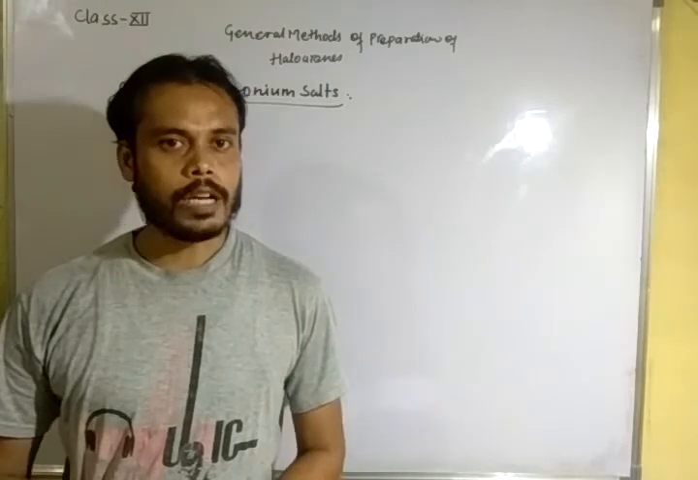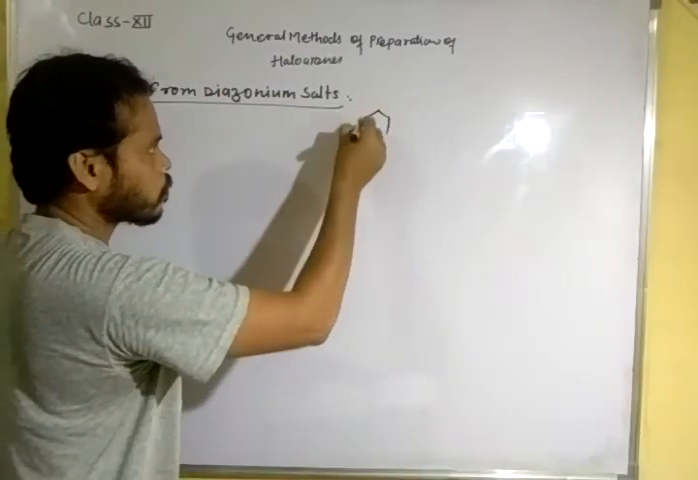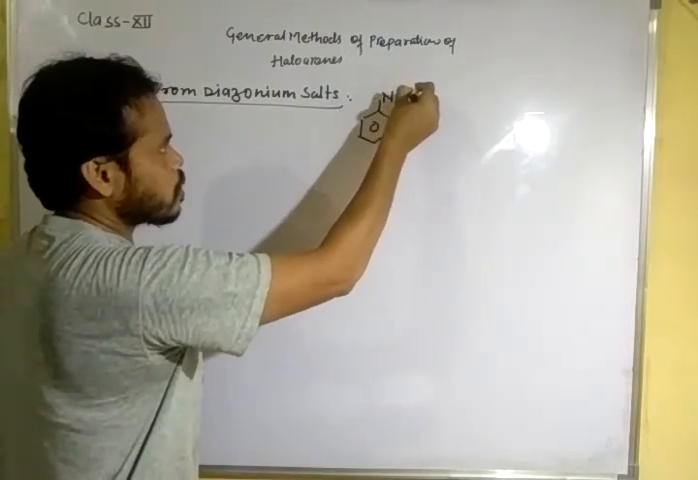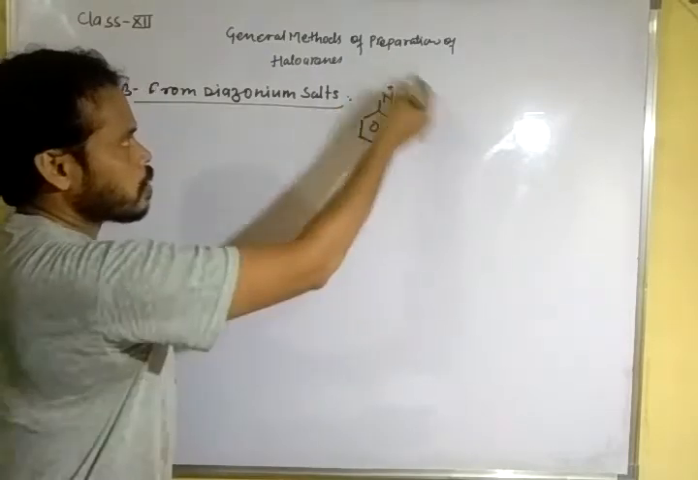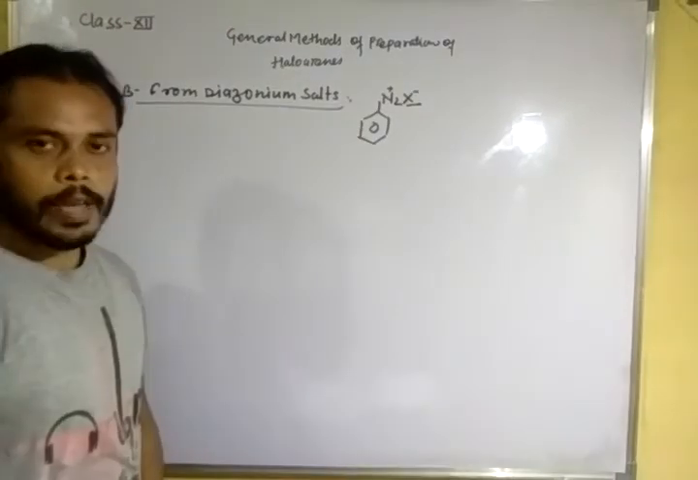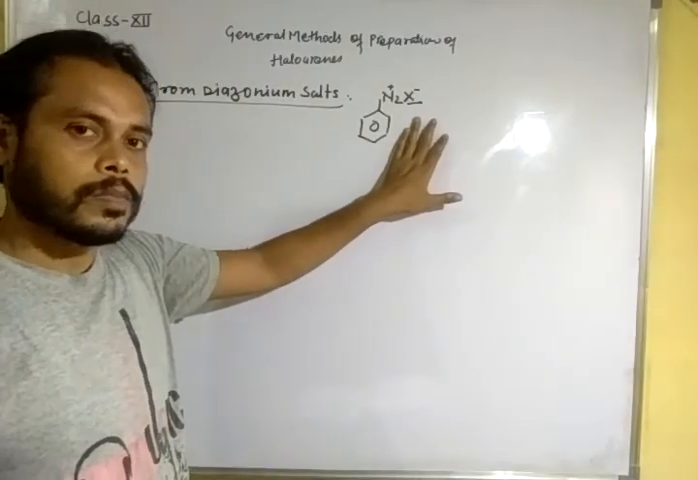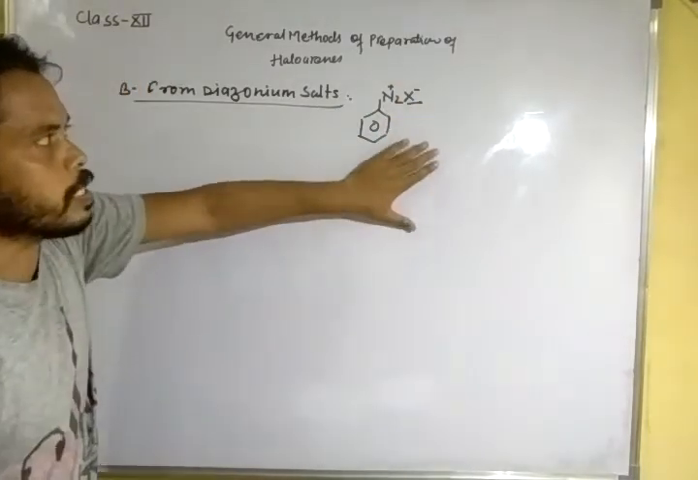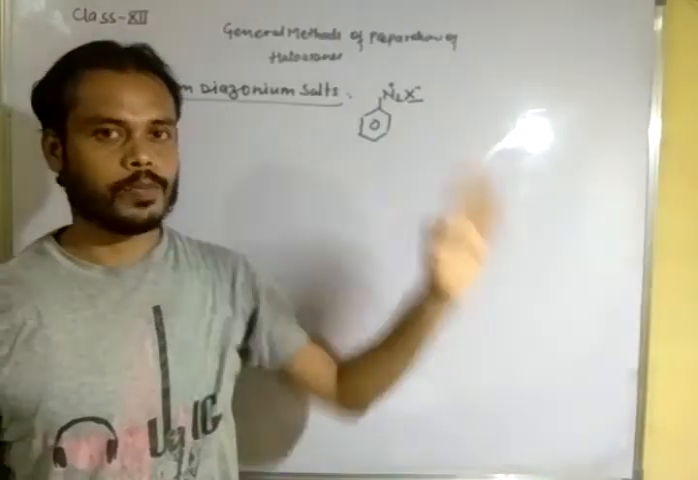And what is diazonium salt? It is ArN2+X-. This is known as diazonium salts. X may be halide group, sulfate group, nitrate group, etc. We will not discuss that here. We will take only the diazonium chloride or bromide here.